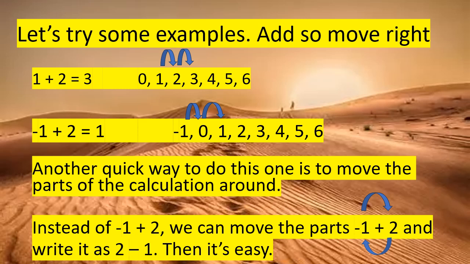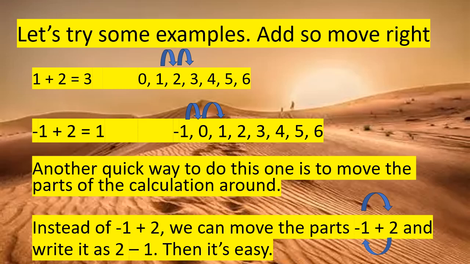Okay, another one. We are going to try and do minus 1 plus 2. We know the answer will be 1. So we draw a line. We start with minus 1, 0, 1, 2, 3, 4, 5, 6, etc. We begin our loop at minus 1 and we go 2 loops to the right and it gets us to the answer, which is plus 1.